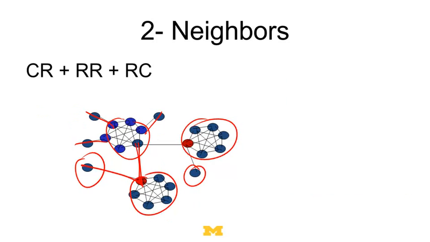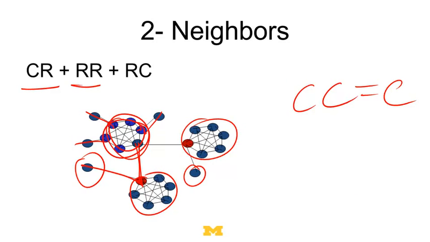So all I've done is they've got clique friends and random friends. I've just sort of written all this stuff out. But what about CC? What about the clique friends? Well, my clique friends are just equal to my clique friends. So if I think about how I get my 2 neighbors, I just take clique random, clique, but I don't add in clique because those are just the clique friends.